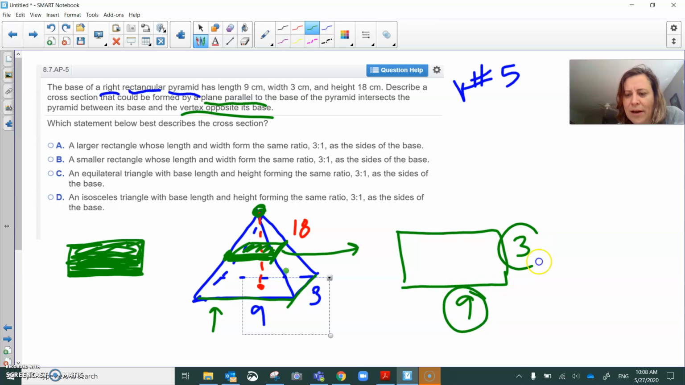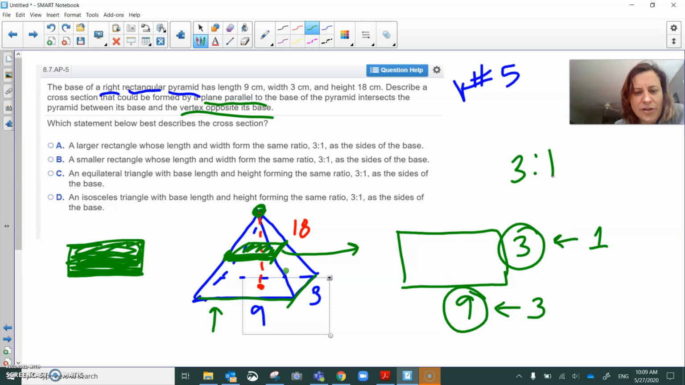So when we talk about 9 and 3 here, what that means is this side is always going to be 3 times larger than this side. So for every 1 of this side, there's going to be 3 of this side. So that's a 3-to-1 ratio. So let's check it out.